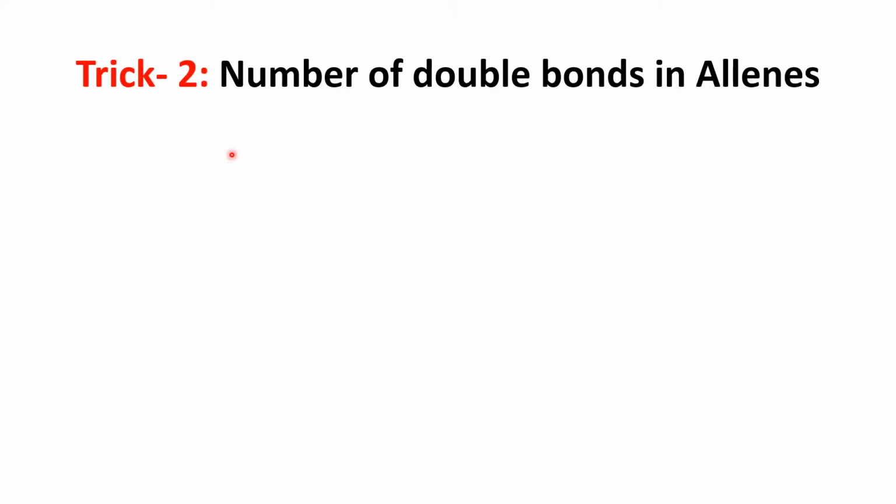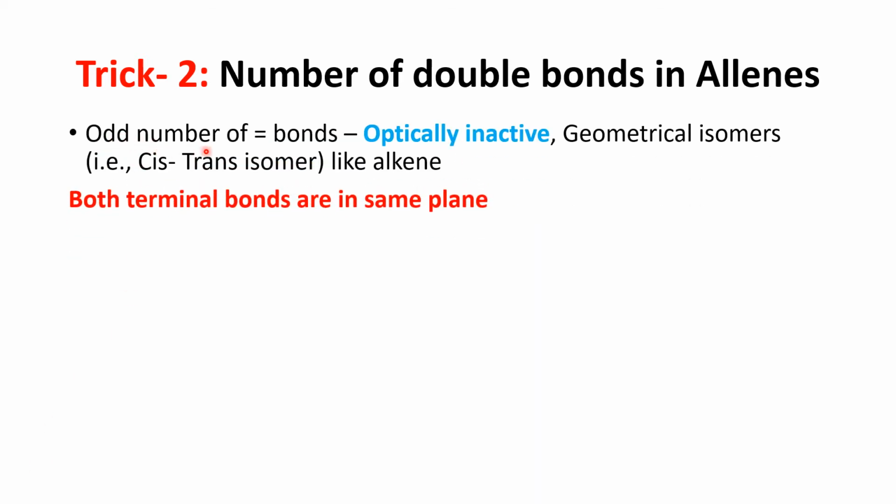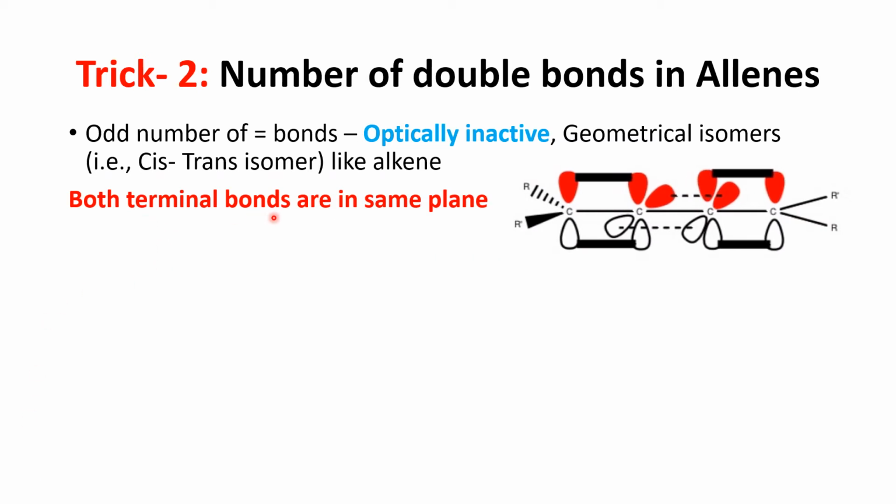The second trick is the number of double bonds in the allenes. If the number of double bonds is odd, it is optically inactive. It shows geometrical isomerism, that is cis and trans isomerism, like alkenes. Just as you can see cis and trans isomers, E and Z, in alkenes, in the same way this odd number of double bonds will also show geometrical isomerism. Why is it so? Because the terminal double bonds are in the same plane. You see this picture, these are all in the same plane. Because of that, it shows geometrical isomerism and it's optically inactive.